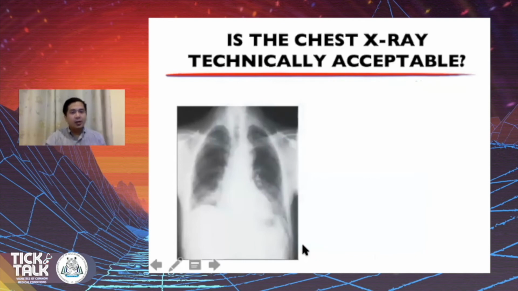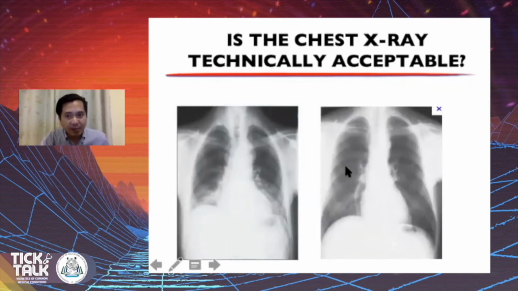Okay, we go to the fourth P, which is the full inspiration. This X-ray on the left appears to show pneumonia on both lower lung fields. But when the film was repeated and the patient was made to inspire fully, we can see that what initially appeared as pneumonia was just crowding in the lower lungs. So we always make sure that the film was taken on full inspiration.